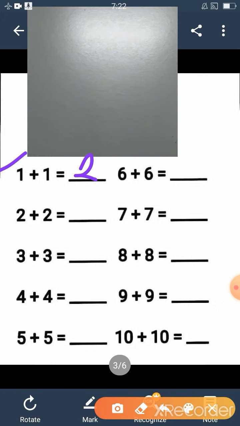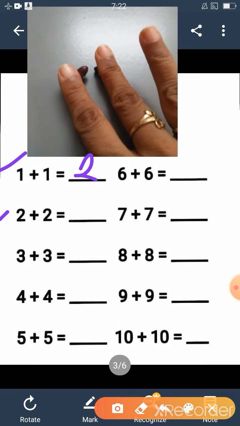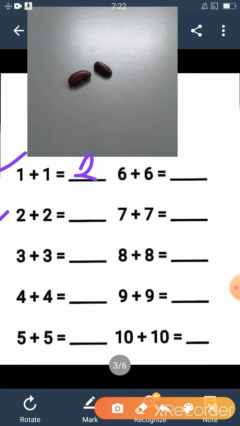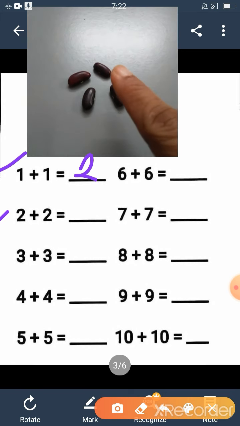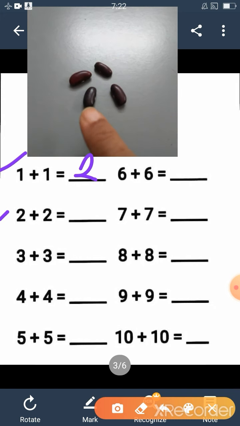Now children, let us do the next question. Here they are saying to take 2 rajma seeds. I have taken 2 rajma seeds. Then they are saying to put 2 more rajma seeds. So just count how many rajma seeds. 1, 2, 3, 4. So the answer becomes 4.